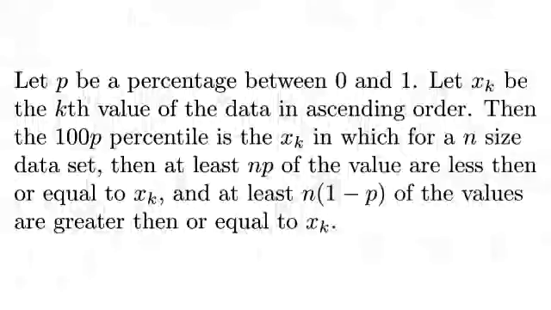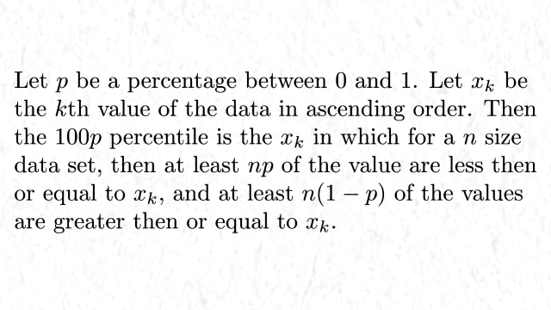Lastly for this video, sample percentiles. Let p be a percentage between 0 and 1. Let x_k be the kth value of the data in ascending order. Then the 100p percentile is the x_k in which, for an n-size dataset, at least n times p of the values are less than or equal to x_k, and at least n times 1 minus p of the values are greater than or equal to x_k.